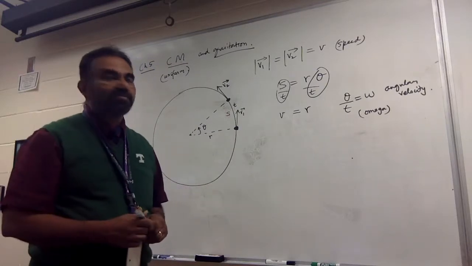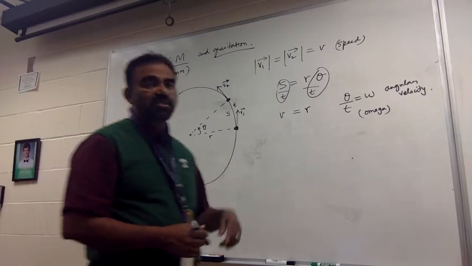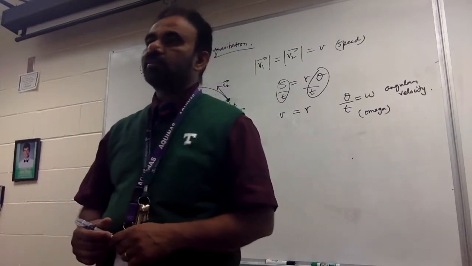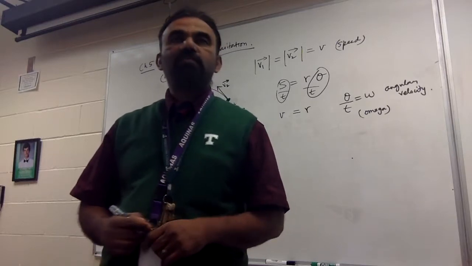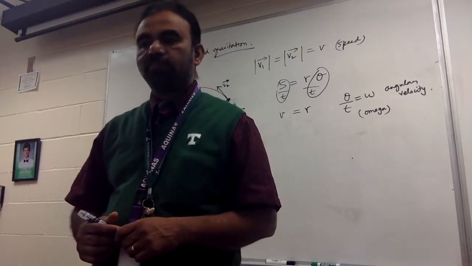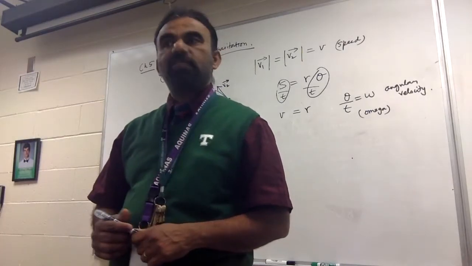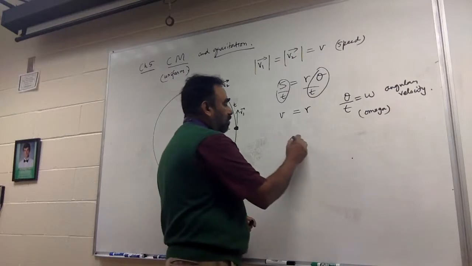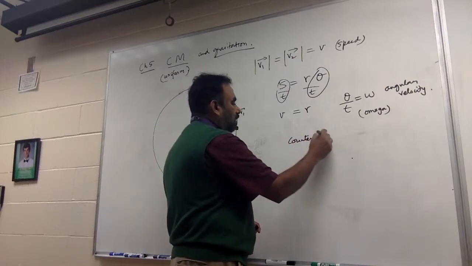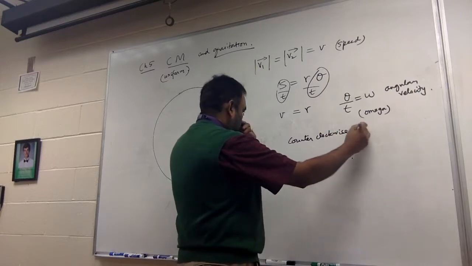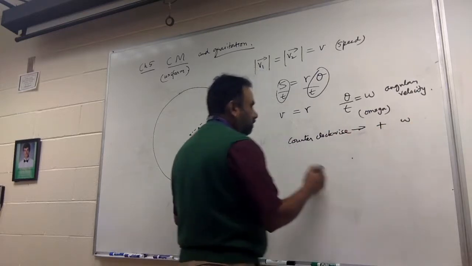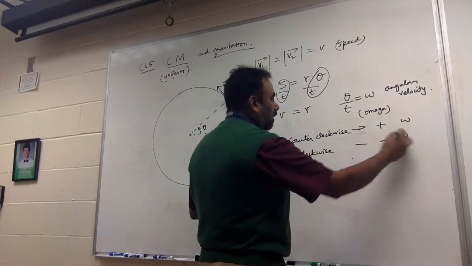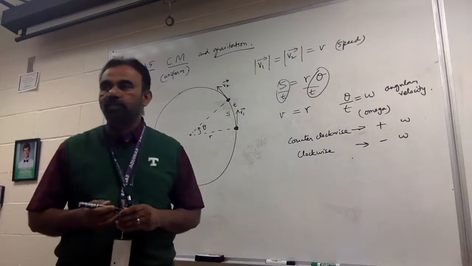So write it down. Angular velocity is a vector quantity, and so you need to be concerned about which way it is spinning. If it is spinning counterclockwise, it is positive angular velocity. If it is spinning clockwise, it's a negative angular velocity. So counterclockwise, positive omega. Clockwise, negative omega. Okay?